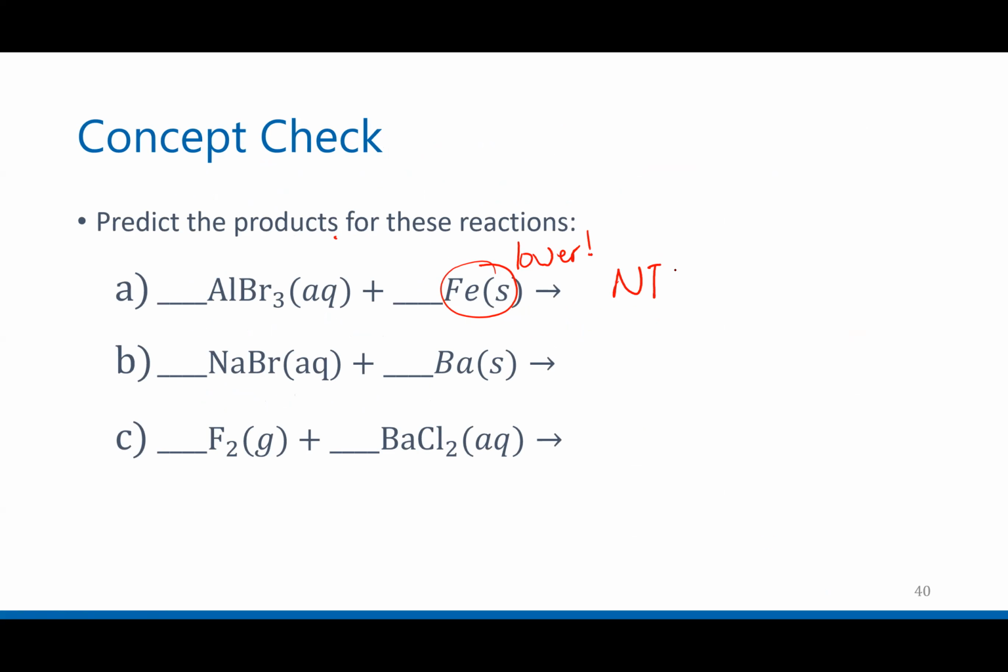This means no reaction. Iron can't replace aluminum. Iron is too low on the list, so it won't happen. I'm done. No reaction, nothing happens. Finished. You don't need to balance this. You don't need to include phases. Nothing. No reaction. Iron is lower. It will not replace the aluminum.